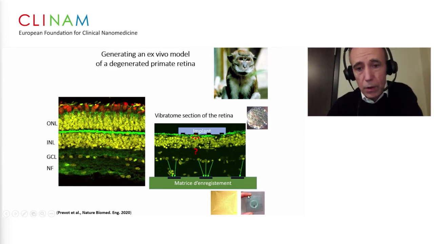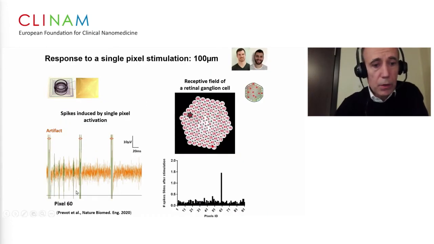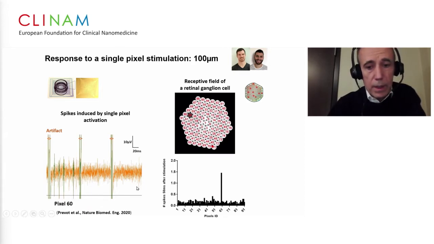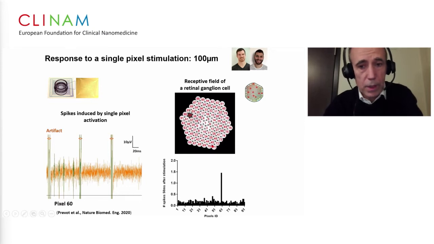And then in such a recording chamber, as first shown, we could record the activity of the retinal ganglion cell while stimulating the implant with an infrared light, which will activate the electrode. So using this device, we could show that indeed we are able to induce spikes in retinal ganglion cells of non-human primates, and we were also able to isolate the spikes and attribute them to single cells. And you can see here the single cell response. You see that only pixel 60 was able to increase the spiking rate of this ganglion cell, meaning that it was only this pixel that was able to activate the cell and not the surrounding ones, showing that we had a high acuity with this type of device.